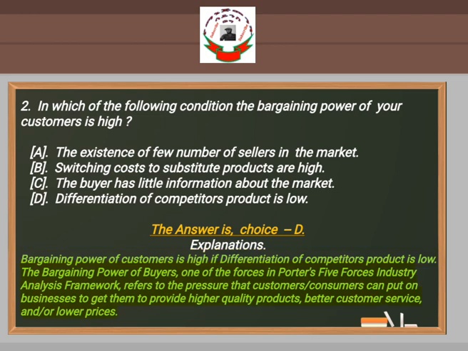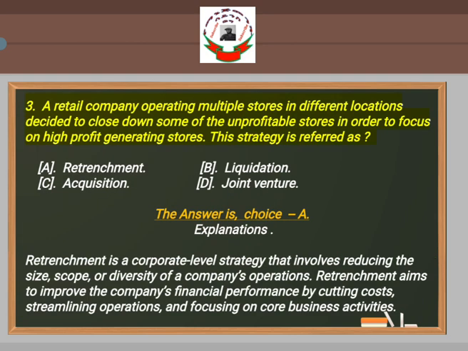The bargaining power of buyers, one of the forces in Porter's 5 Forces Industry Analysis Framework, refers to the pressure that consumers can put on businesses to get them to provide higher quality products, better customer service, and/or lower prices. 3. A retail company operating multiple stores in different locations decided to close down some of the unprofitable stores in order to focus on high profit generating stores.